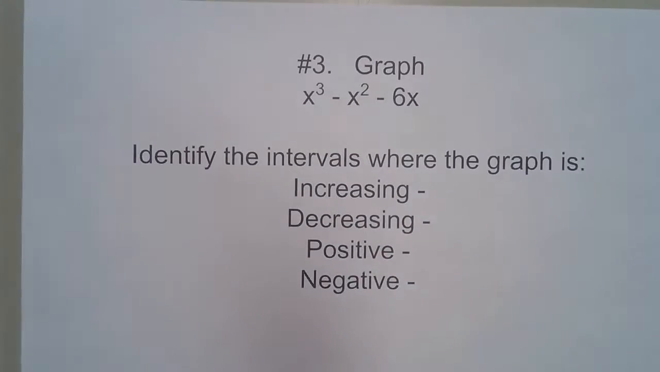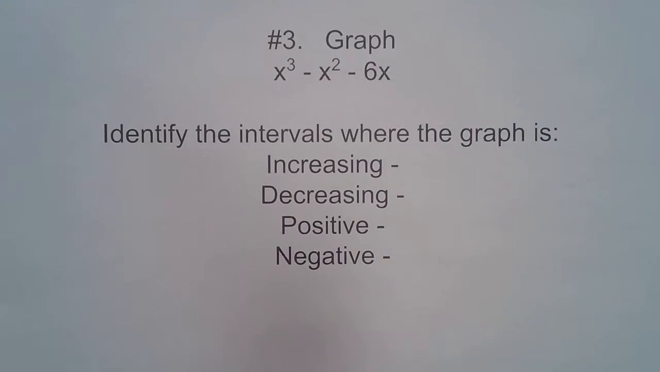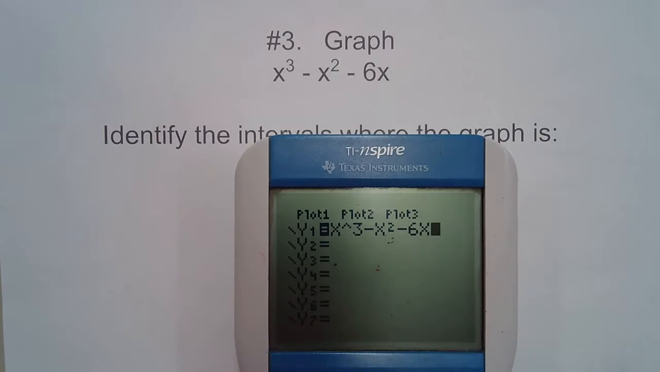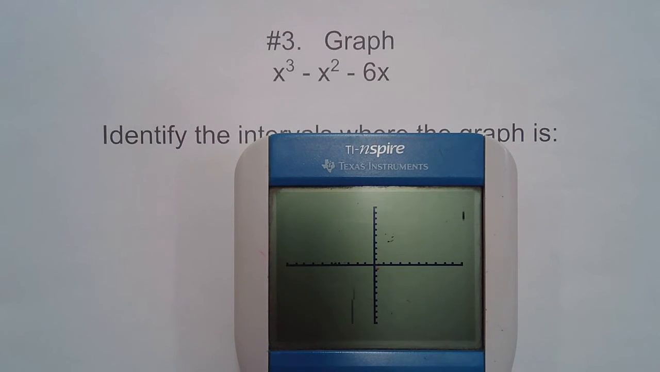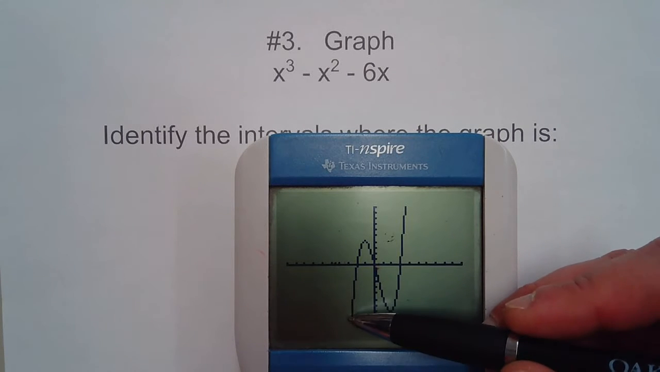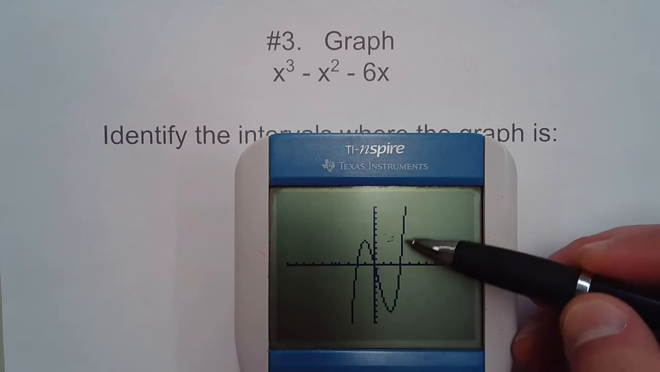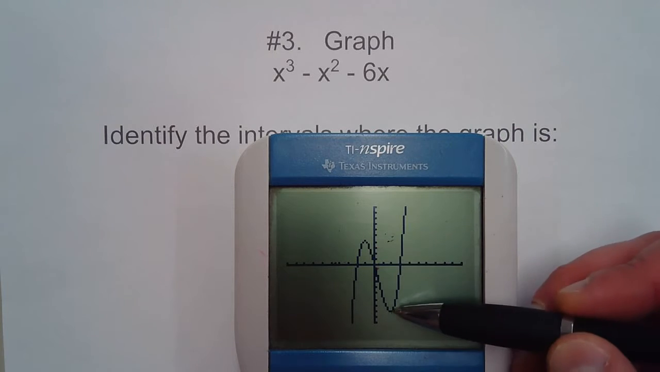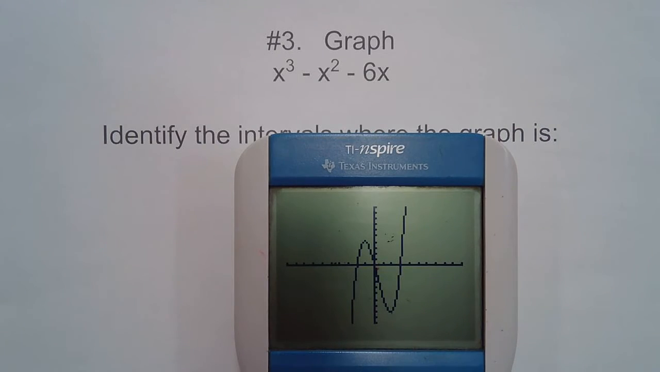Okay, number 3 says graph this and identify the intervals where it is doing each of these things: increasing, decreasing, positive, negative, etc. So I'm going to go ahead and just go right to graphing this. I'm going to use the calculator, and we'll see what we've got. So if I graph this guy, we've got this style of graph. It's got obviously parts where it's negative, positive, negative, positive. It's got parts where it increases, decreases, increases. And so we just need to write those intervals.